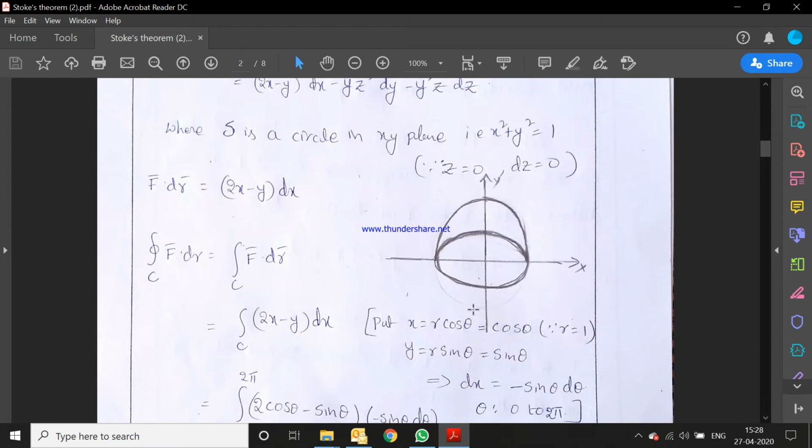And going to the limits for theta. So here our surface is in the circle shape.